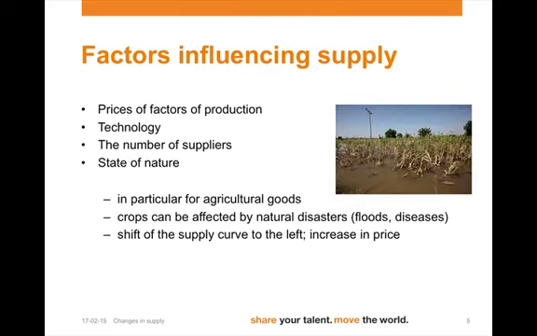The last factor is the state of nature. This is in particular applicable to agricultural goods. Crops can be easily affected by natural disasters like floods and diseases, and that will lead to a shift of the supply curve to the left, and an increase in prices will be seen.